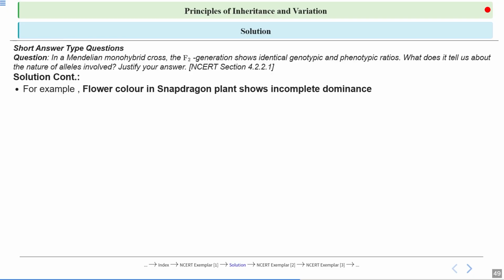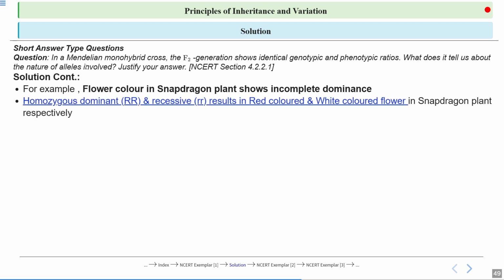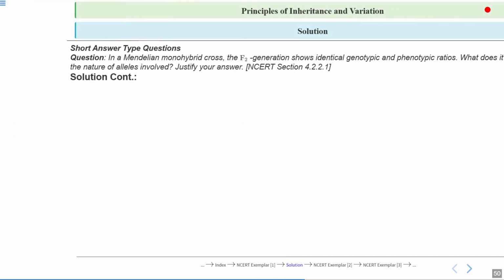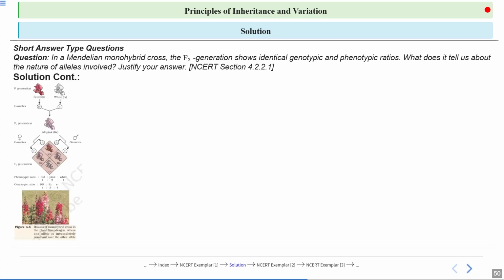Okay, now an example of incomplete dominance is flower color in snapdragon. So here the plant having red color flowers is crossed with the plant having white color flowers, and the F1 hybrid has pink color flowers. Okay, so this is a blend of red and white color flowers. This is due to incomplete dominance.